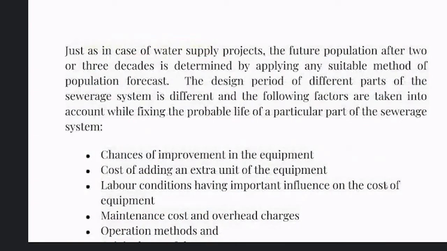And just as in case of water supply projects, the future population after 2 or 3 decades is determined by applying any suitable method of population forecast. The design period of different parts of the sewerage system is different, and the following factors are taken into account while fixing the probable life of a particular part of the sewerage system. So we have 5 factors: the chances of improvement in the equipment, cost of adding an extra unit of the equipment, labor conditions having important influence on the cost of equipment, maintenance costs and overhead charges, and the operations method.